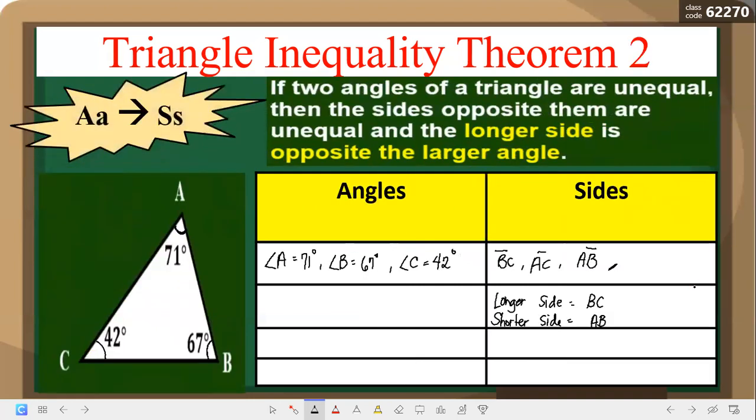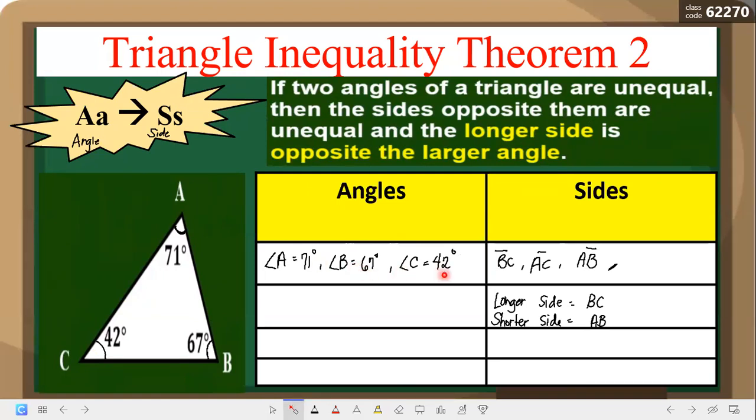For triangle inequality theorem 2, kung makikita nyo, parang pinagbaliktad lang naman siya ni triangle inequality theorem number 1. So this will be the angle and side relationship. So teka lang po, hindi ko po pala nabura yung iba. Sige, isa-isahin natin. Given naman na dito, angle A is 71 degrees.